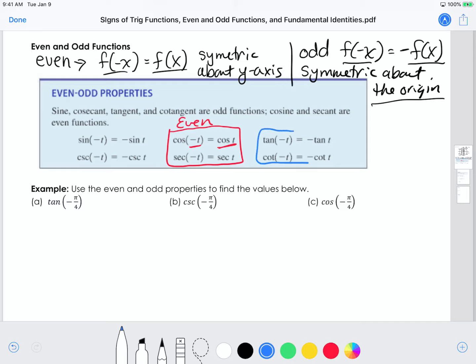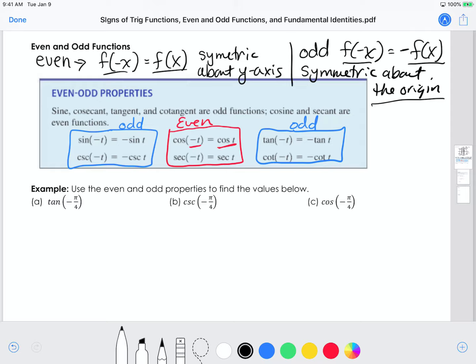My odd functions are all the other trig functions: sine, cosecant, tangent, and cotangent. Cosine and secant are the only even trig functions. So if I plug in for the other four trig functions, whether it's sine, cosecant, tangent, or cotangent, if I plug in a negative angle or the opposite sign of an angle, that is going to switch the sign of my output as well. We can use this to our advantage to evaluate trig functions with negative angles.